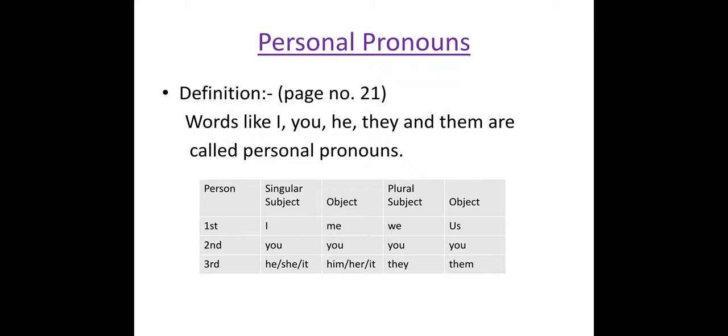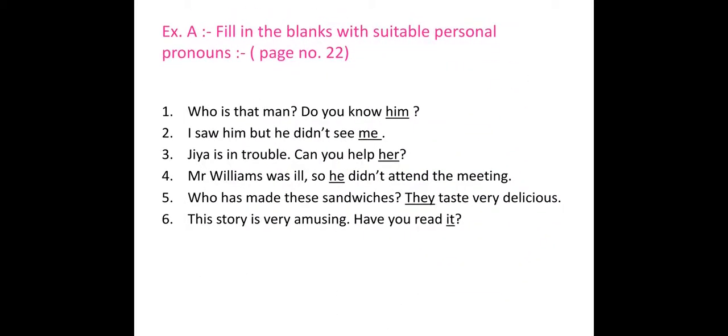So in third person subject we can use he, she or it, and in object we can use him, her, it. So same as in plural also, for third person plural we have to use they, and for object them. So this you can study by yourself also. Now we will see about exercise.